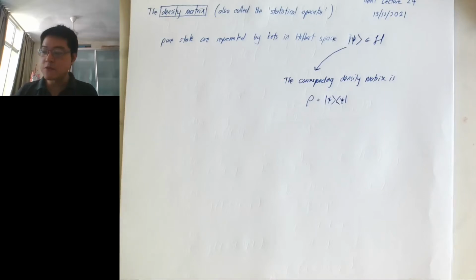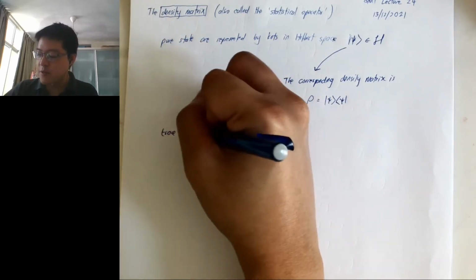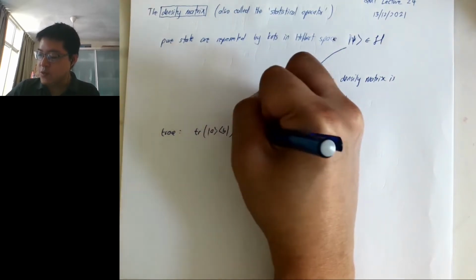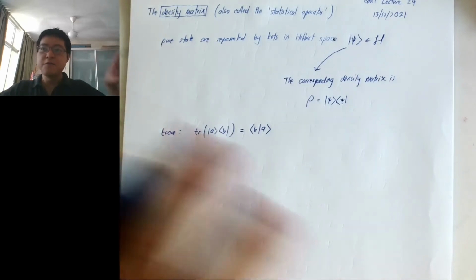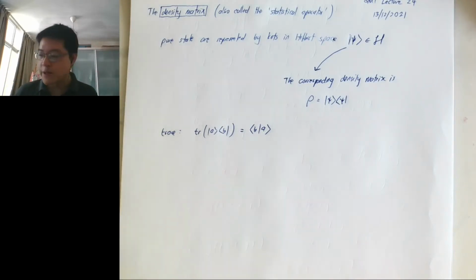And then we learned how to calculate the trace. For any ket bra, you just do it like this, so it becomes a number. The ket bra was multiplying in the wrong direction, so the trace makes it back to the correct direction. So you get this result over here.